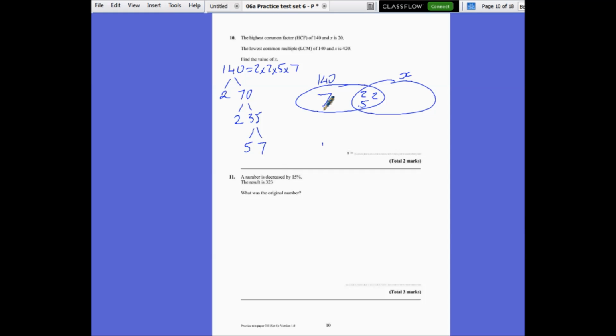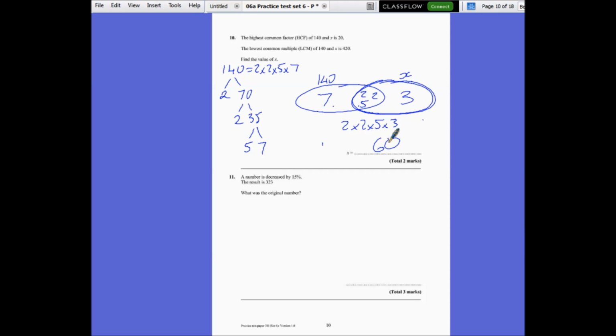It also says the lowest common multiple is 420. That's all the numbers multiplied together in the entire Venn diagram. So 2 times 2 times 5 times 7 is 140, and we need to multiply that by 3 to get 420. So all those numbers together multiply up to 420. That means x is just these numbers in here: 2 times 2 times 5 times 3. And that gives us 60 as our value for x.